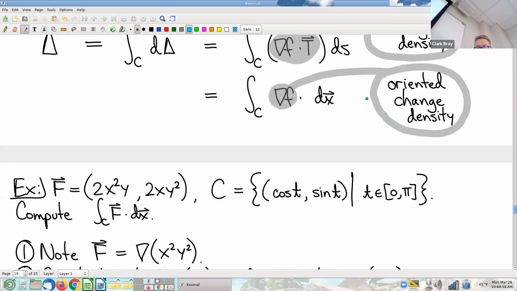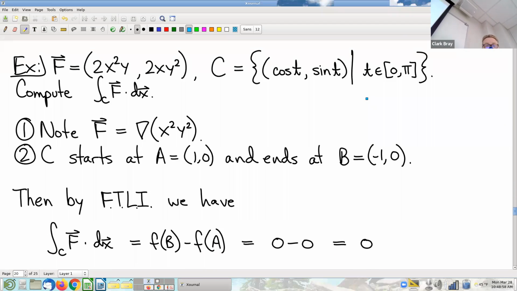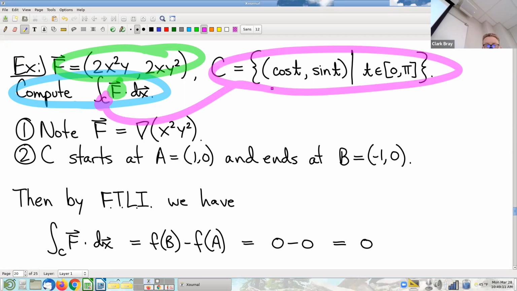Okay, all right, so let's do one. Here's an integral that I might want to compute. Vector line integral. Got a vector field given. Got a curve given. And you can plug and chug. You could, I suppose, right?